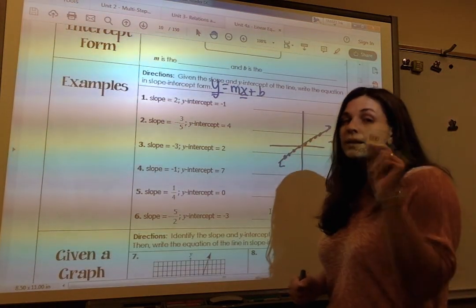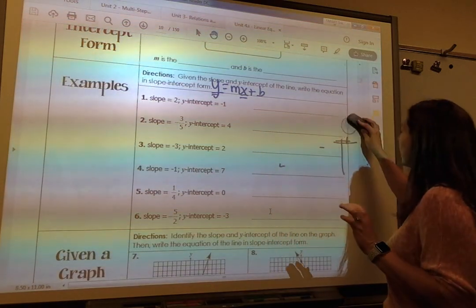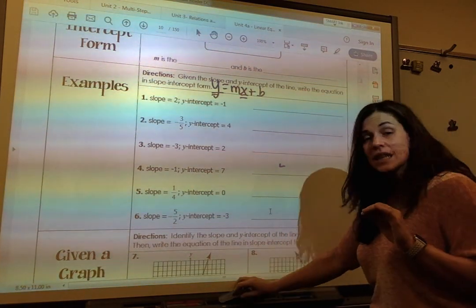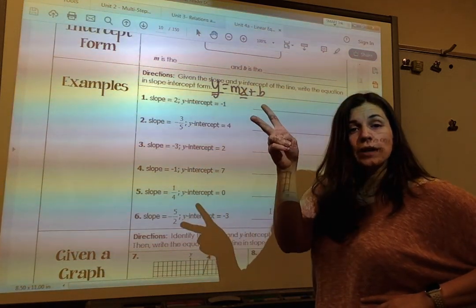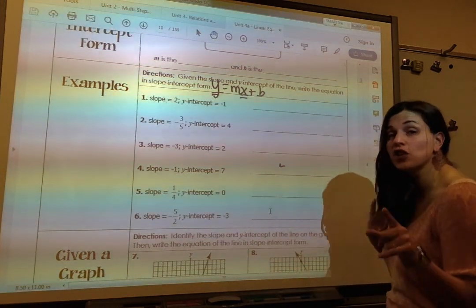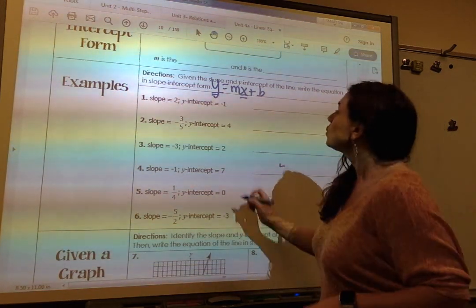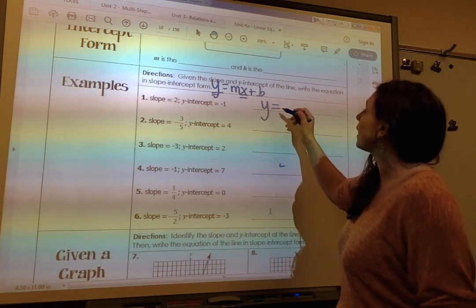And remember, line, linear equation. So x and y have to remain there. You have to have an x and y. The only thing that changes in a line, two things: slope, y-intercept. That's it. Everything else is the same. Only two things can change my line: slope and y-intercept. So here, you know it's got to be y equals what? So y equals mx plus b.